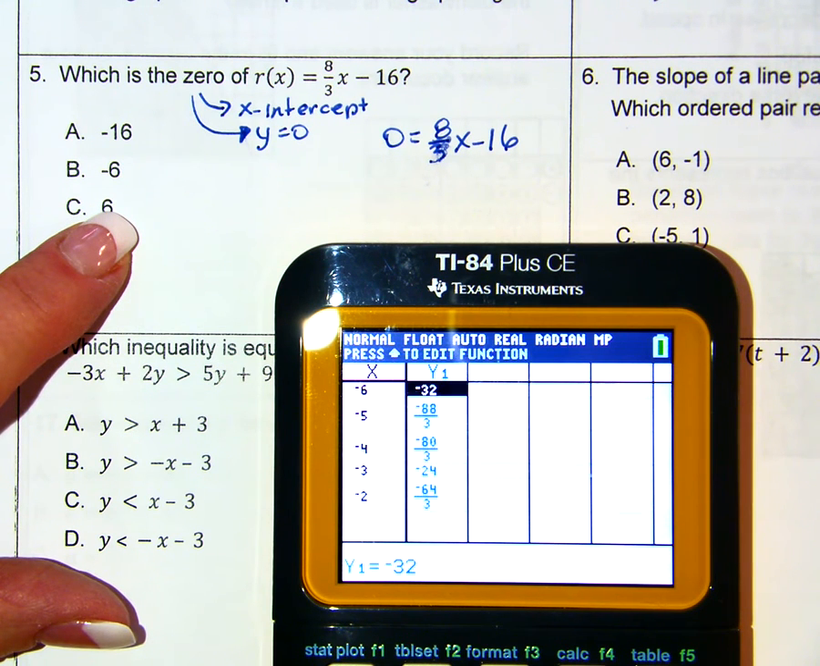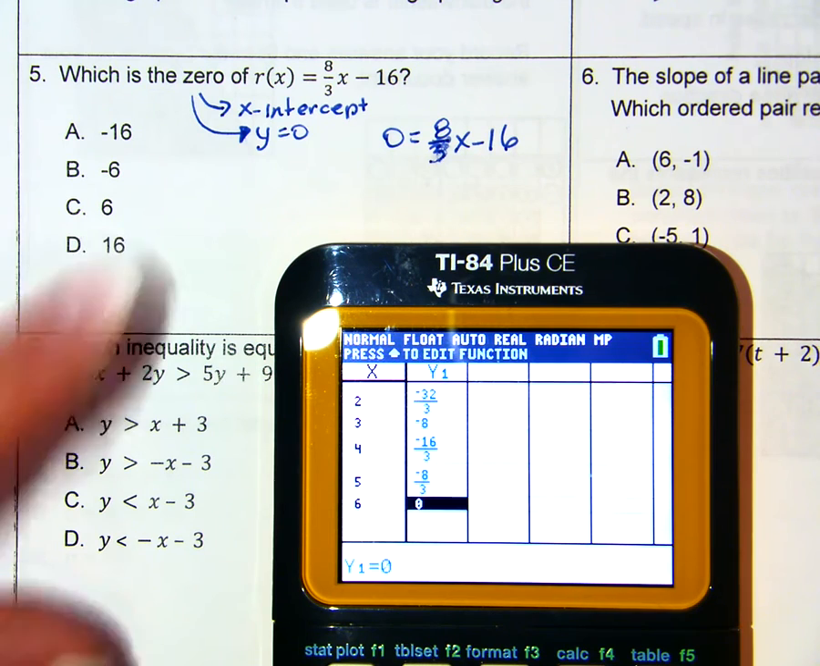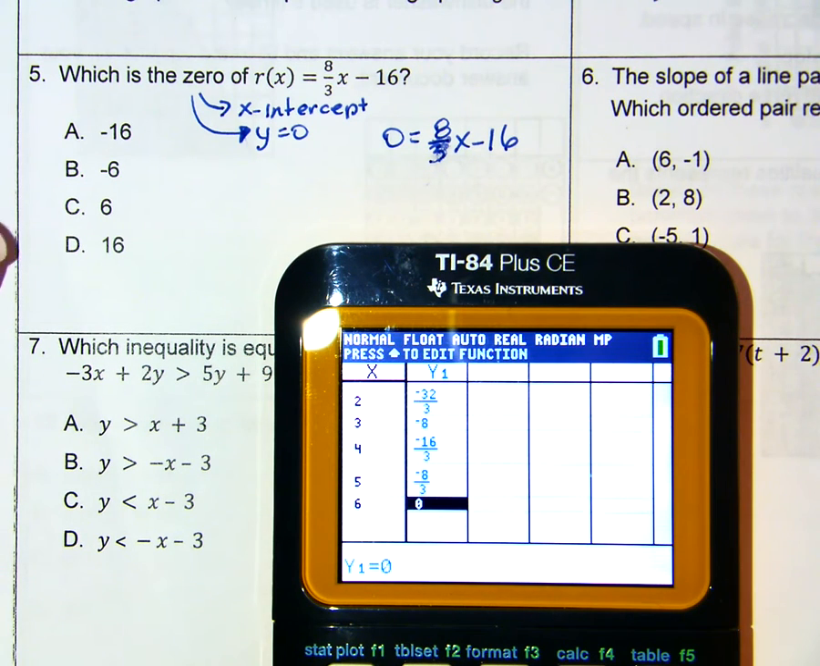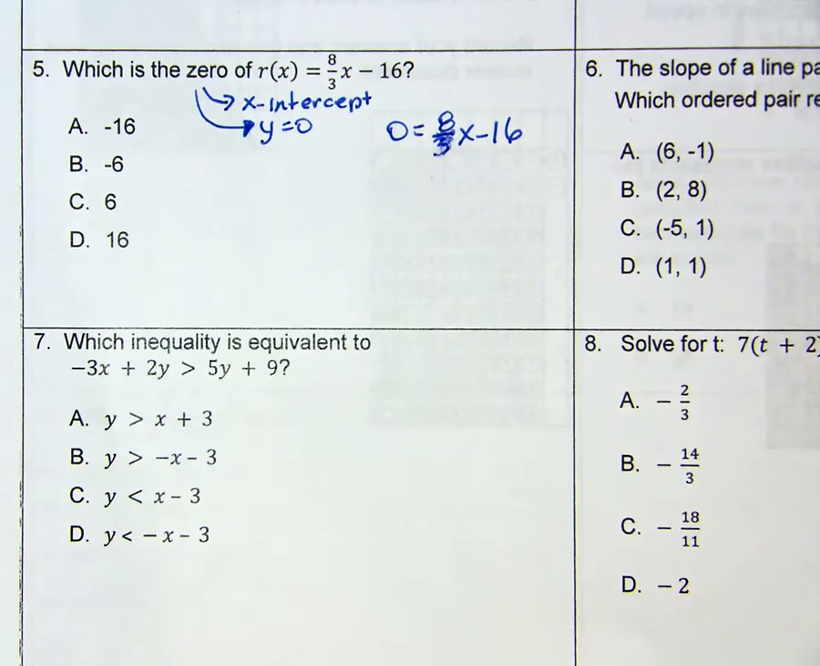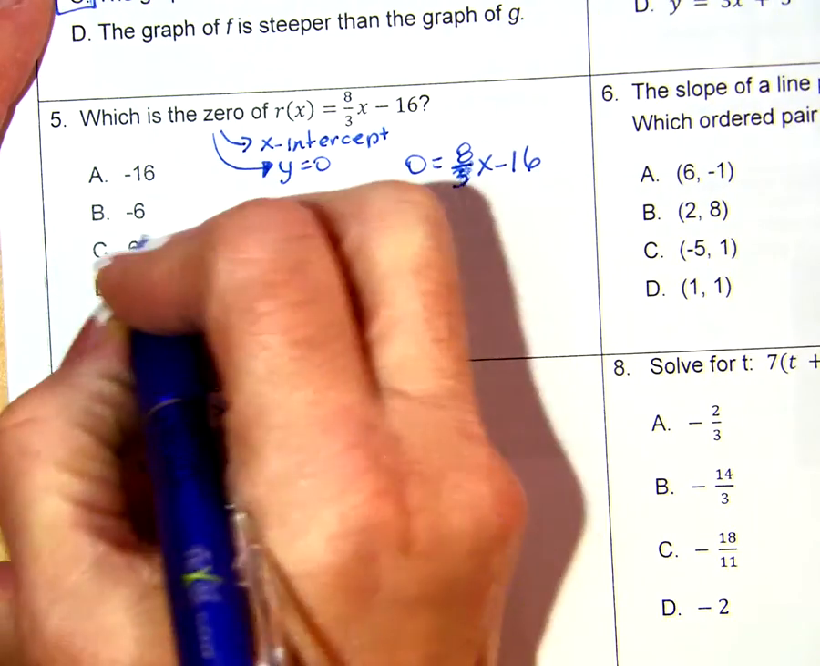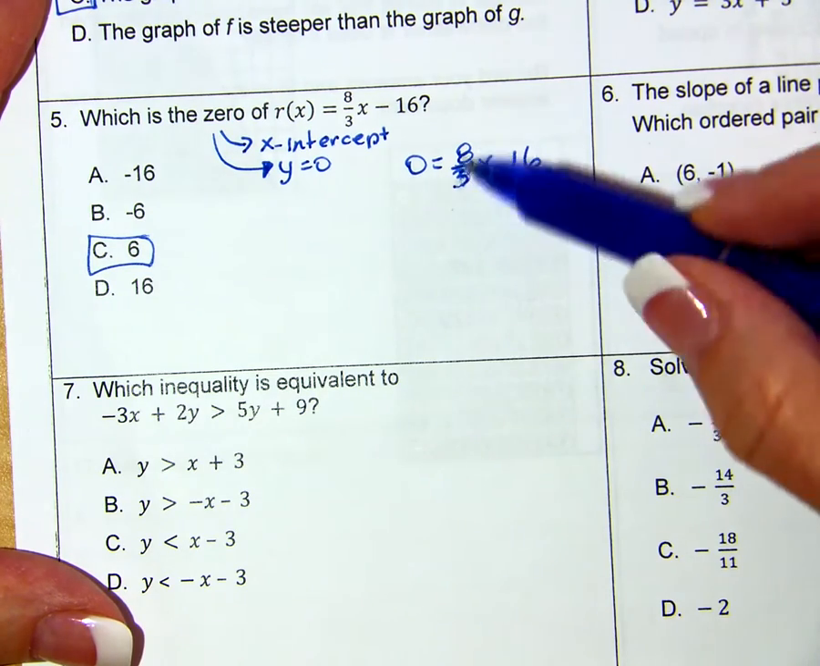Let's go on up to negative 6. Is my y value 0? No, it is not. Let's go down to positive 6. And there's a y value of 0. So my 0, which is my x-intercept, is 6. So that means that if I substitute 6 in for x, this is going to become 0.